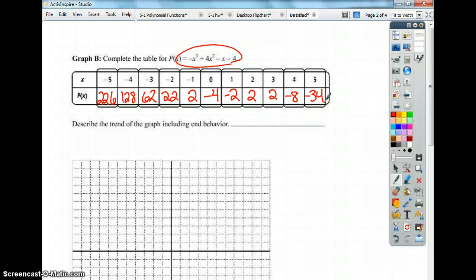Before we move on and plot our points, it asks us to describe the trend of the graph, including the end behavior. We should notice from this graph that the leading term was -x cubed. Because it's negative, and because the exponent is odd, according to the chart we made, a negative odd goes up, down.